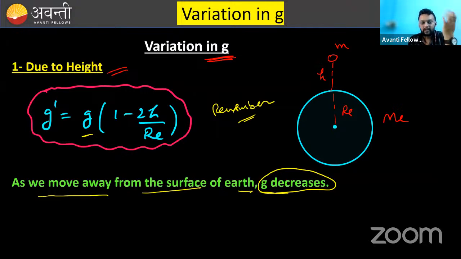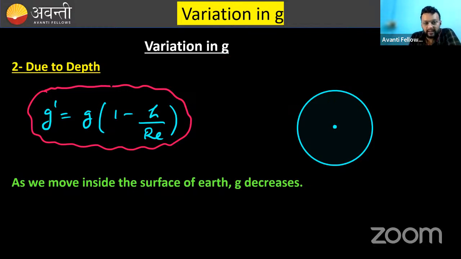Now, next thing. This is the thing for height. Now, what if I put the mass, or bring the mass, inside the Earth? Next case is due to depth. What will happen if I put the body at a certain depth from the surface? Let this depth be h. Again, the relation will be g dash is equal to g(1 - h/Re). You can see the difference between the two cases: due to height, it was 1 minus 2h over Re.